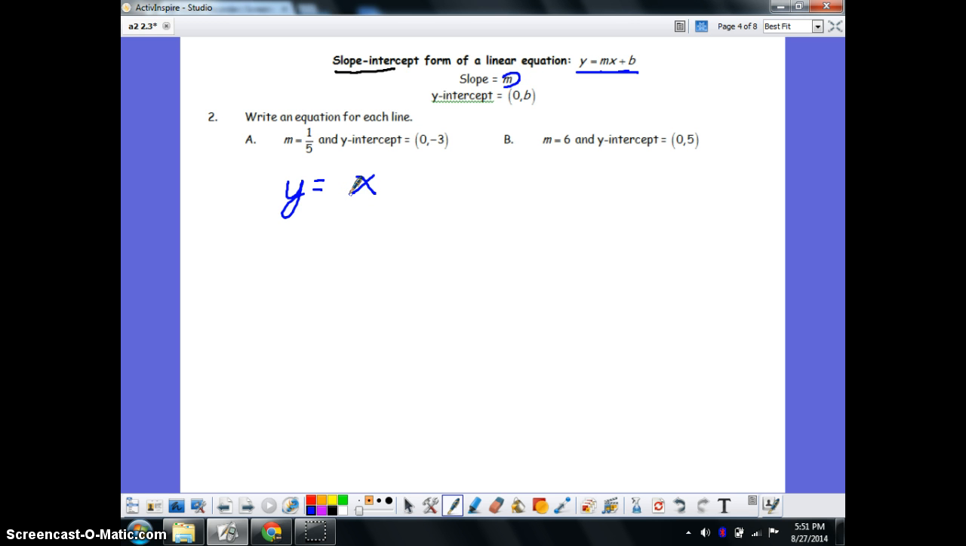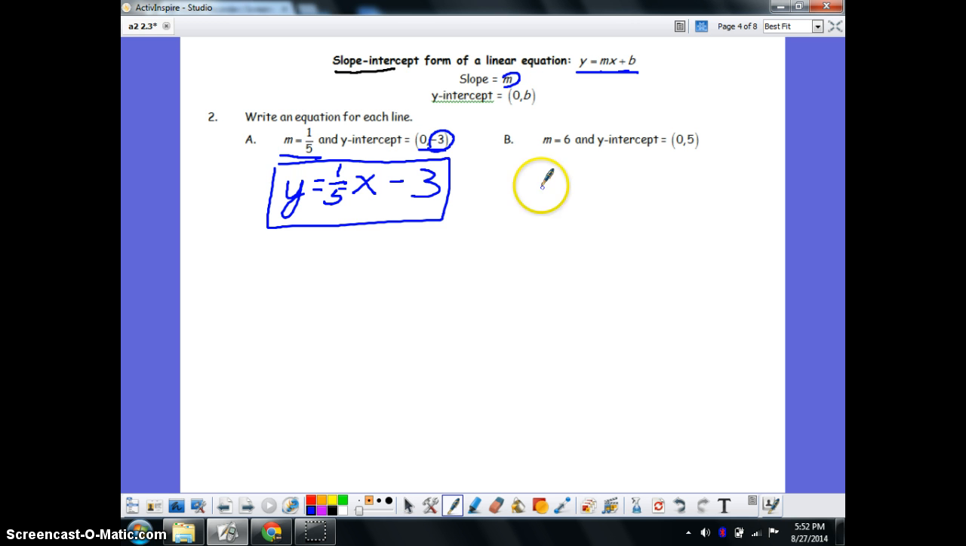our y-intercept. So when we do that, our slope, m, is 1/5. So that's our coefficient on the x, 1/5 x. Our y-intercept is the point (0, -3). So it's the -3 that goes in for b. And there is the slope-intercept form of that line.